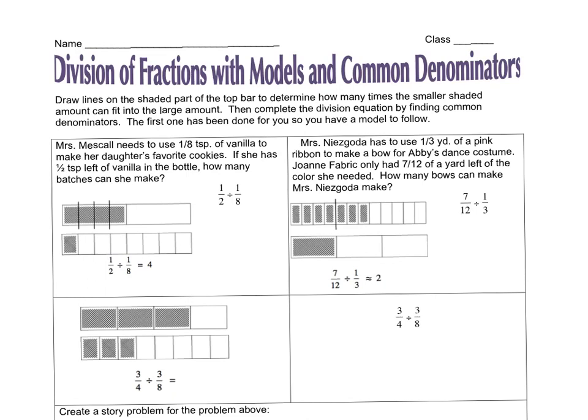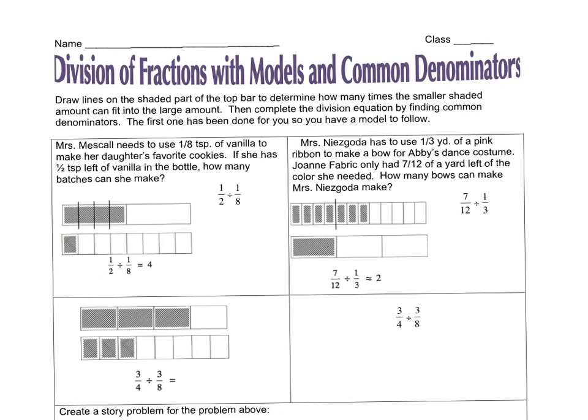So as you can see, the top bar shows 1/2. In this case, this is my dividend because that's how much vanilla Mrs. Meskel is starting with and how much she's going to be splitting up. In each batch of cookies, she needs to use 1/8 teaspoon. So 1/8 goes in one batch, another 1/8 goes in another batch, another 1/8 goes in another batch, and another 1/8 goes in another batch.